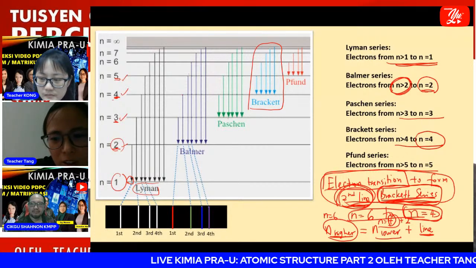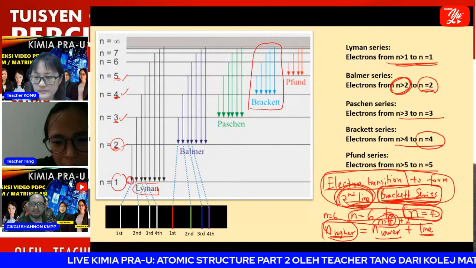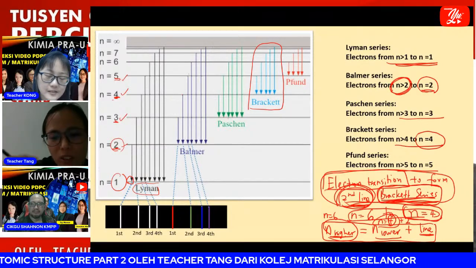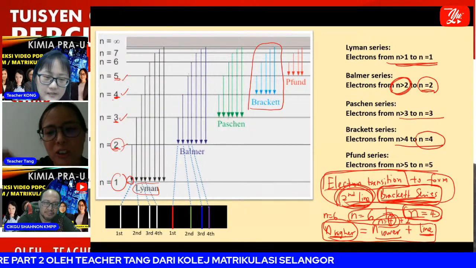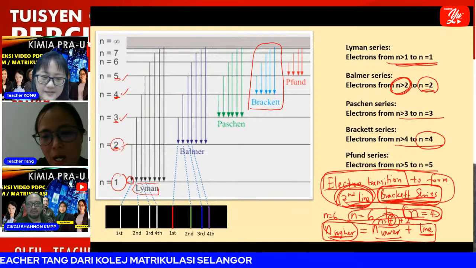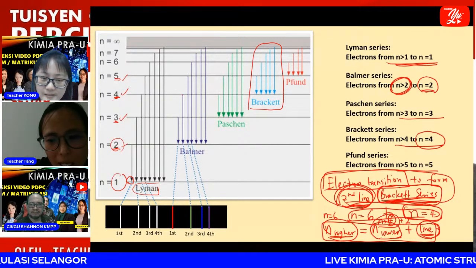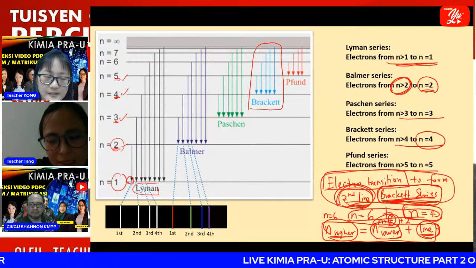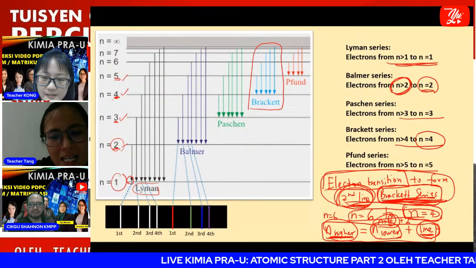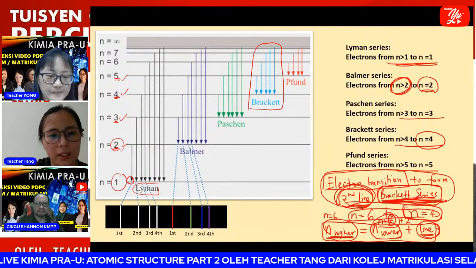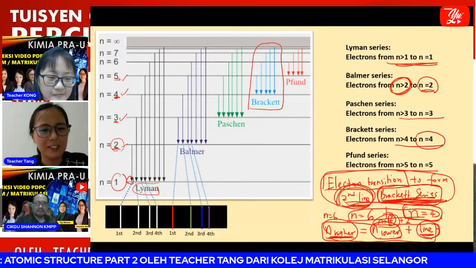So you just need to remember this way to determine where it needs to fall from and to, to give you which line in which series. The line is given in the question. The lower energy level you determine from the series, and you just need to determine the higher energy level where the electron started to fall. Okay, so that's it from me today.